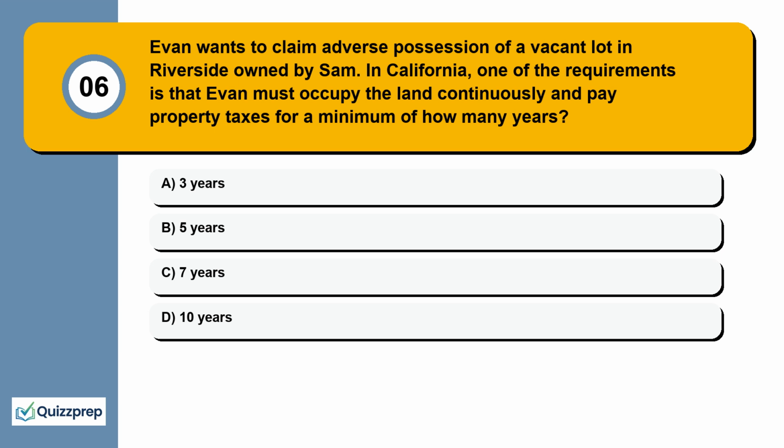Question 6. Evan wants to claim adverse possession of a vacant lot in Riverside owned by Sam. In California, one of the requirements is that Evan must occupy the land continuously and pay property taxes for a minimum of how many years? 3 years, 5 years, 7 years, 10 years.